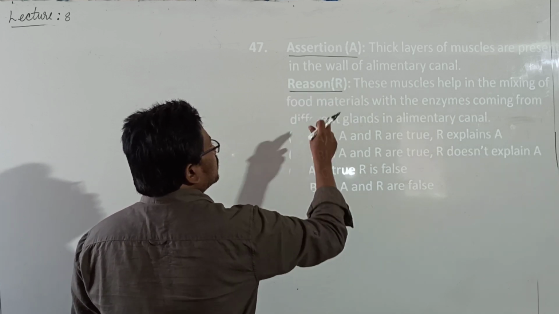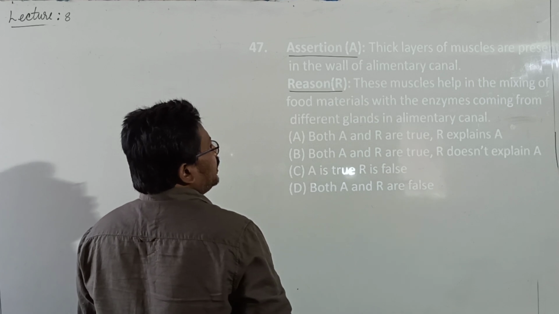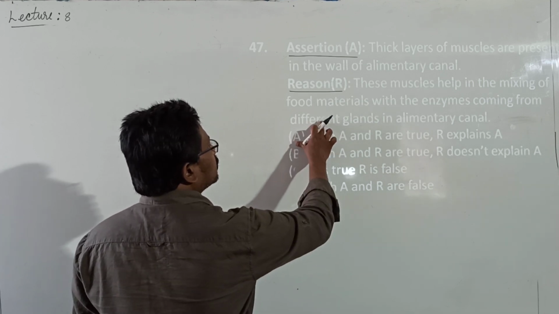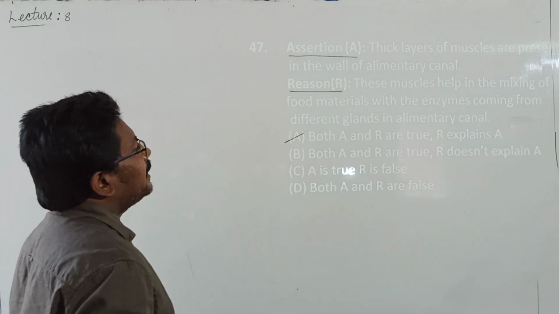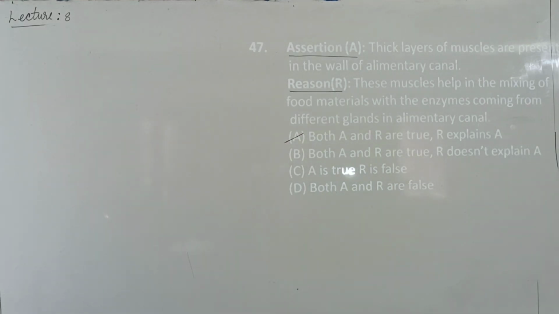So the presence of the thick layers has a function. In this case, both A and R are true, and they actually help in mixing of the food contents with the different enzymes present in the lumen of the intestine. So both A and R are true, and the R explains A.